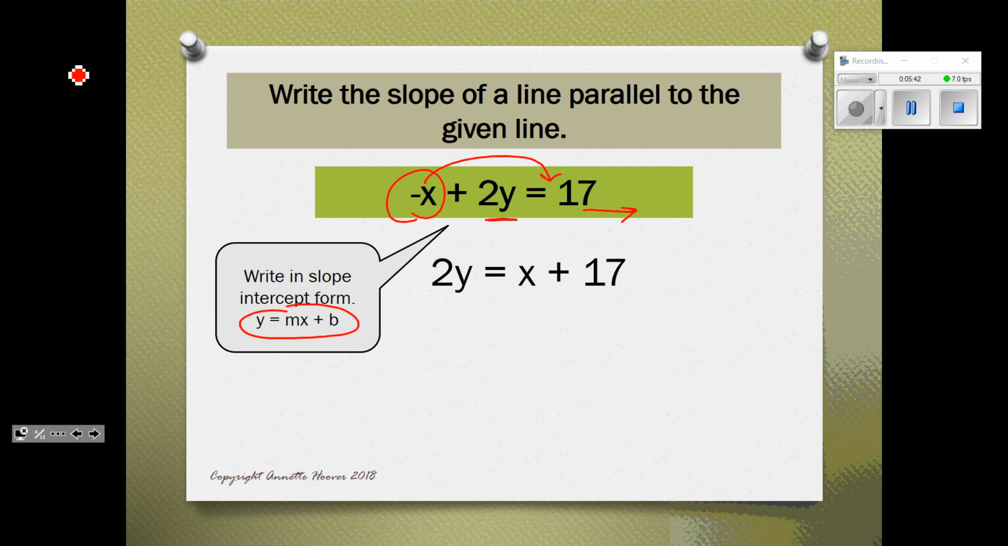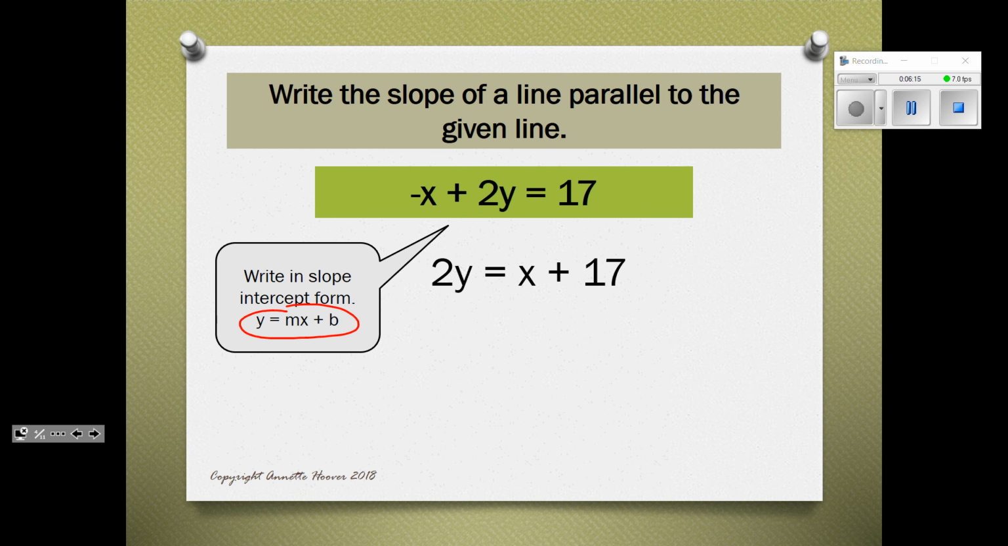So we have 2y equals x plus 17, and we understand that there's an invisible number 1 in front of that x. Y is not by itself yet because y is being multiplied by 2. So we want to divide all three terms by 2. And when we do that, the 2's are going to cancel out. And we find here that our slope is 1/2 x plus 17/2. So this is what we were looking for, was the slope, the 1/2 x.